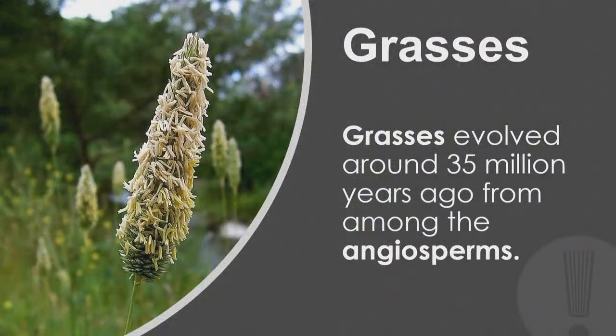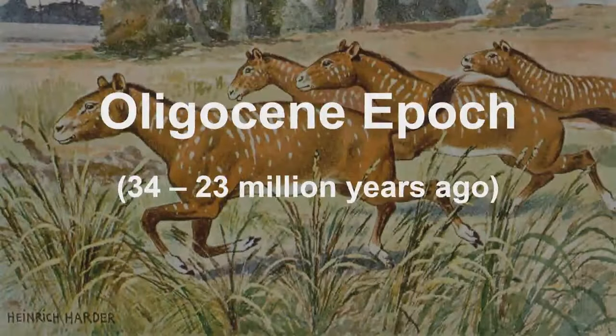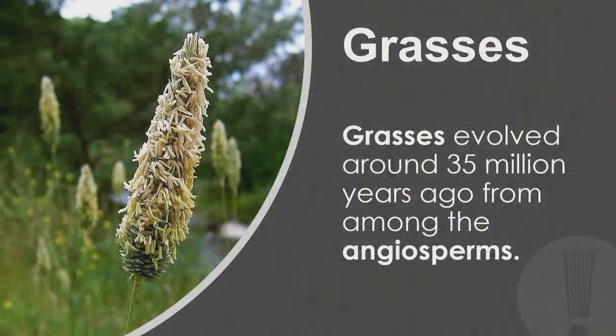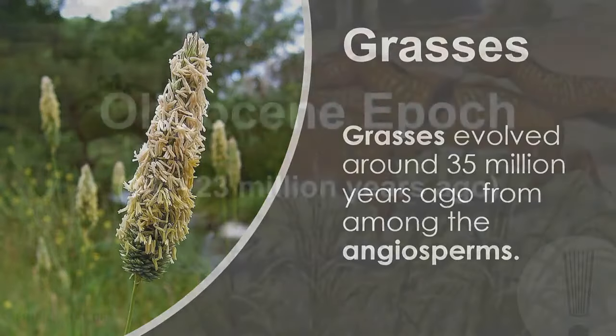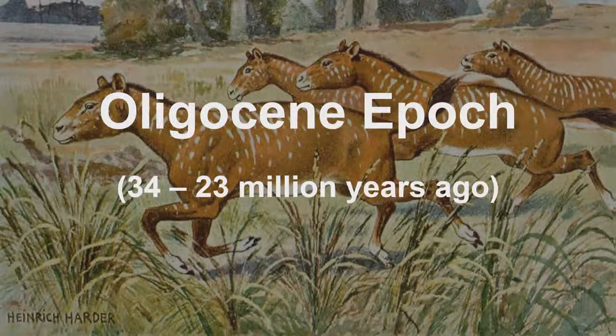And the grasses evolved around 35 million years ago from among the angiosperms. A lot of people don't consider grasses flowering plants. You know, they're not as showy, but they have flowers. You gotta look real close sometimes, and they're a little less showy than the flowers of other flowering plants, but they are technically angiosperms. You gotta think, as the climate was changing, savannas were starting to occur, and these are where grasses really took off, forming these grasslands between the trees.